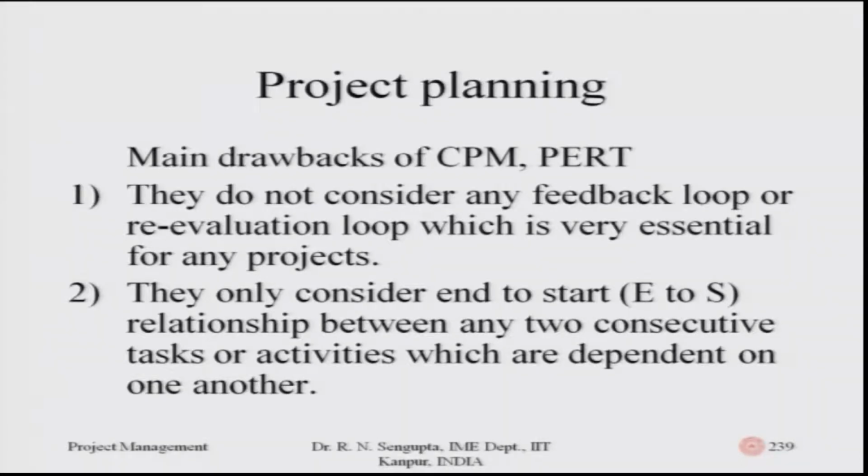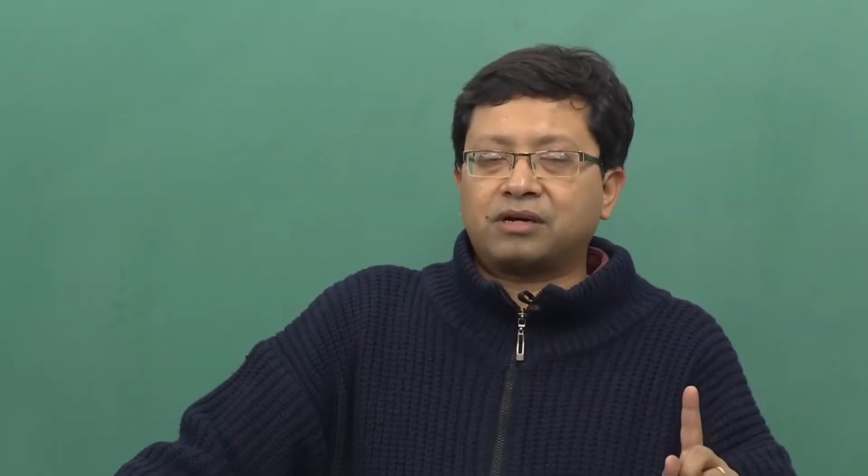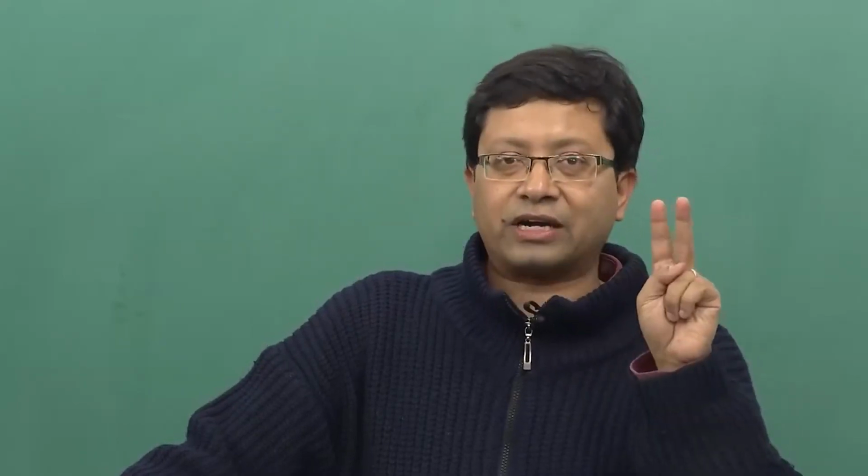So, this concept I will come to within a few slides. So, PERT and CPM only consider the end to start concept, not the other ones which I had just mentioned, like start to start, finish to start and finish to finish concepts, which are not considered. So, out of these 4 concepts, which we will explain with a diagram, PERT CPM only considers the end to start relationship between any two consecutive activities or tasks or events.